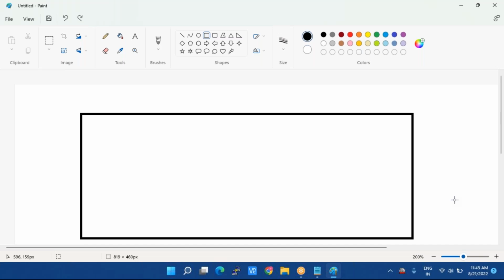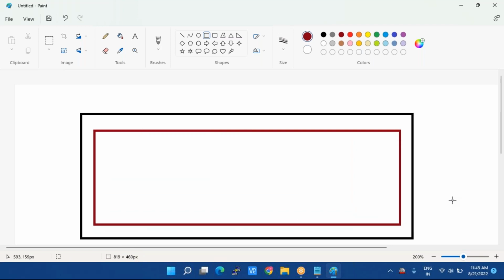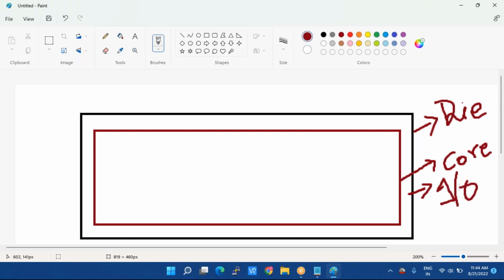So make it like different colors such that we can easily understand. When we are talking about the floor plan stage, this will be your first step, shape and area. So the outer boundary indicates the die boundary or your chip boundary, and the inner boundary specifies your core boundary. Die boundary, core boundary, and the area between the core and die is called IO clearance.